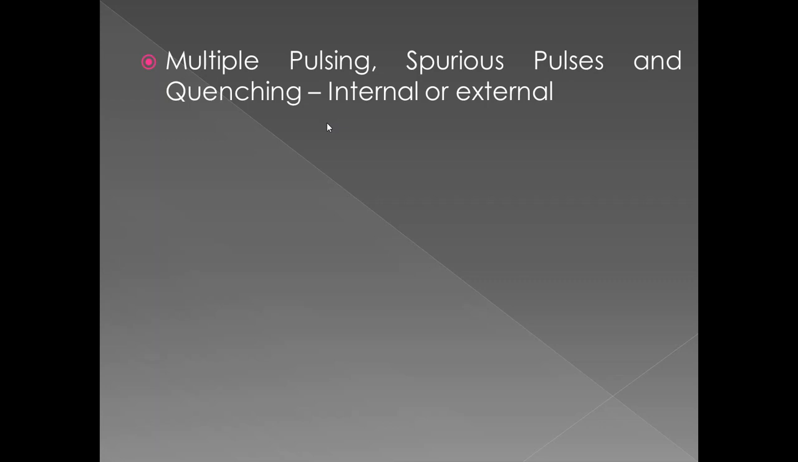So this is what is quenching. Quenching is a process in which the spurious pulses are avoided or removed, and the agent which serves this purpose is called the quenching agent.